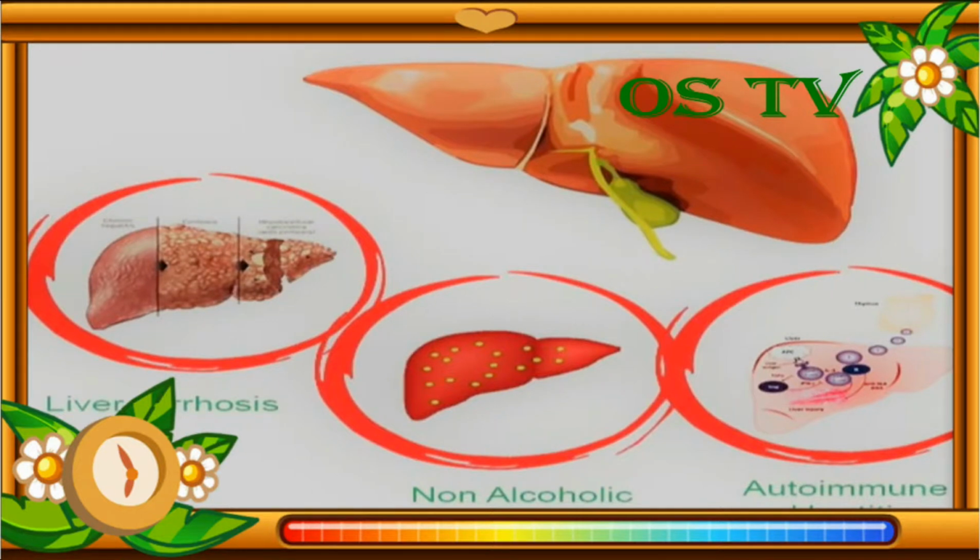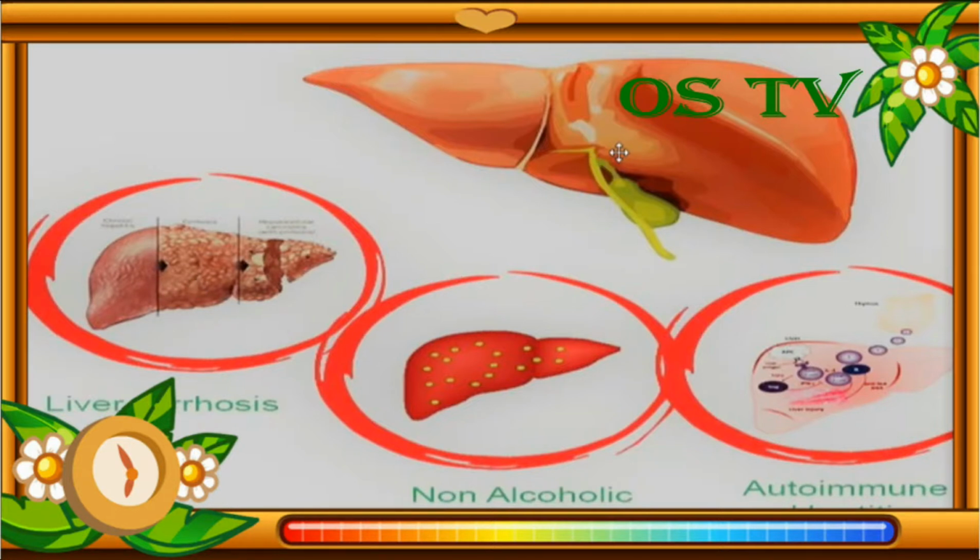When hepatitis causes damage to the liver, it's called liver cirrhosis. You can see here the diagrams of liver cirrhosis. Here is non-alcoholic fatty liver. This is another cause of liver problems, but it is non-alcoholic and it's not hepatitis. Autoimmune hepatitis. Now, often liver cirrhosis is caused by hepatitis virus.